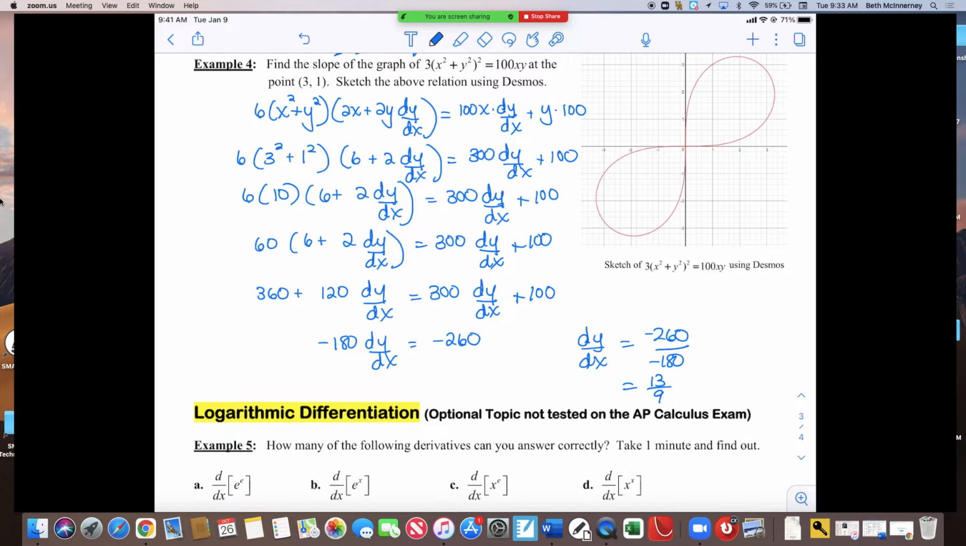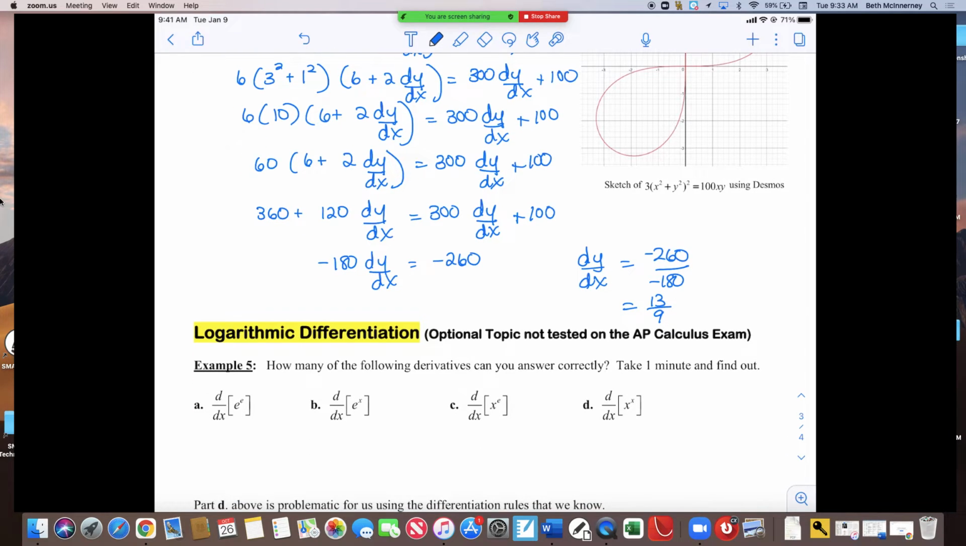And I got 13/9. The negatives cancel. When you have two numbers that end in a 0, that means it's divisible by 10. So then you're looking at 26 over 18. 2 goes into 26 13 times. 2 goes into 18 9 times. All right, not too bad, but I did want to show you that's sort of a more efficient way to find slope.